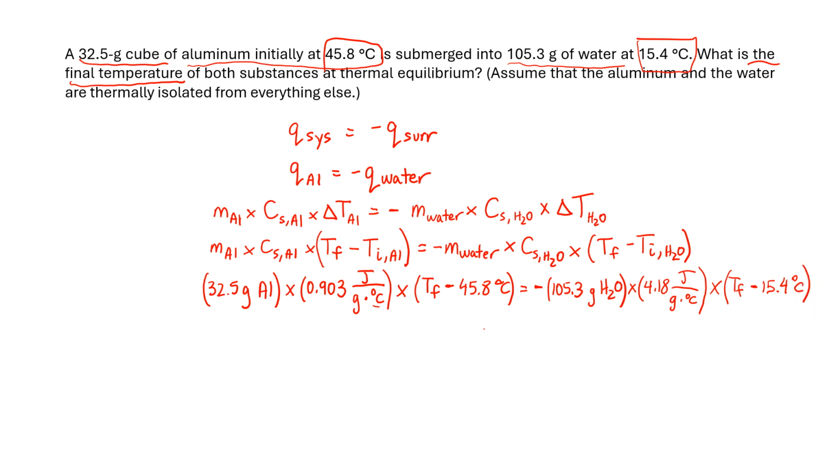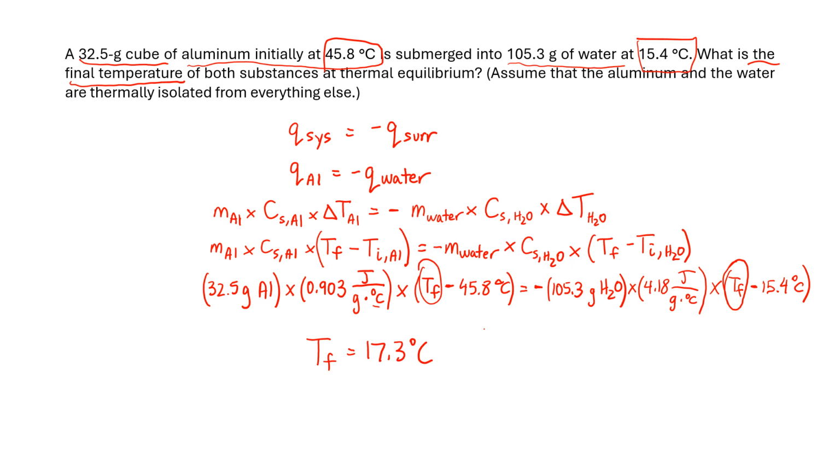All right, so we have everything we need. The only thing we need to solve for is T final. And with a little bit of rearranging, which I'm sure you guys know how to do, you can solve for T final. When you solve for T final, let me see if I have this math worked out. Yeah, I got 17.3 degrees Celsius. Okay.